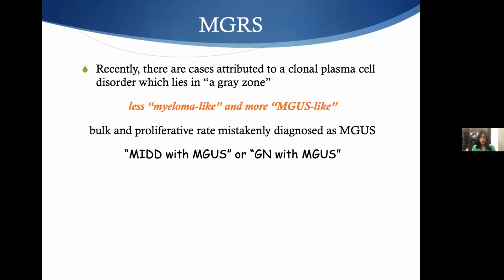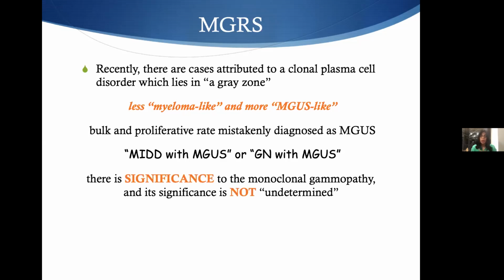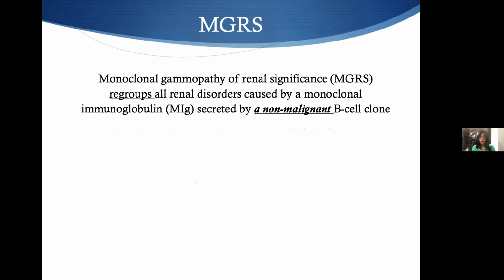So the question started to come up: is this an AL amyloid with MGUS? Is this monoclonal immunoglobulin deposition disease with MGUS? Is this a GN with MGUS? But the point is, there is significance to this monoclonal gammopathy. I cannot say that this is of undetermined significance. This is not MGUS, and its significance is not undetermined because its significance is in the kidney. These light chains I detected in the blood have caused organ damage. I have detected them in the kidney. So this is not of undetermined significance. And because of this, the term monoclonal gammopathy of renal significance was introduced.